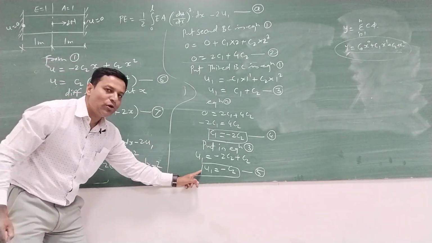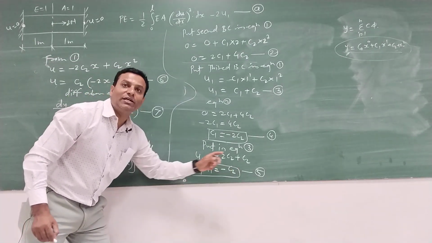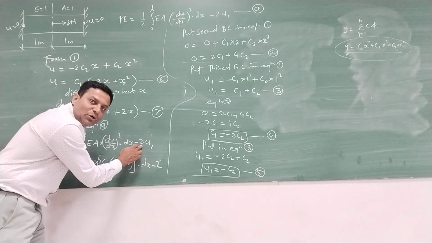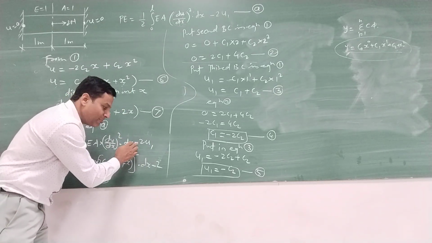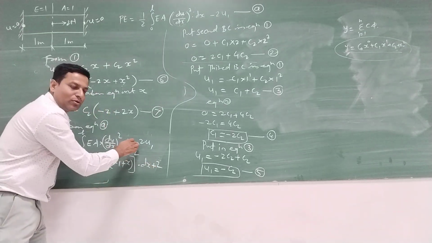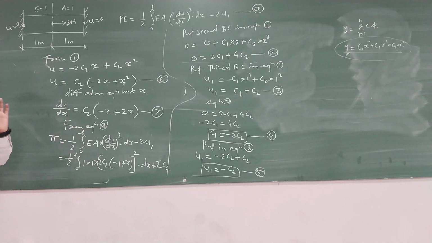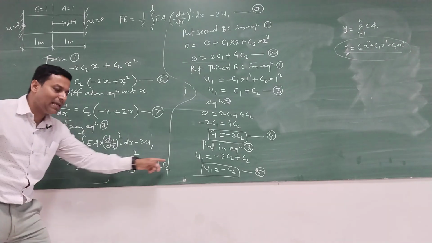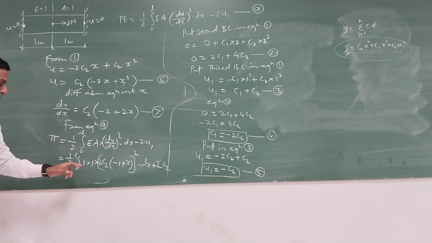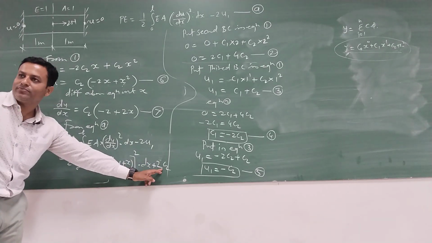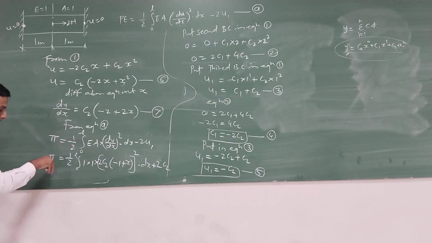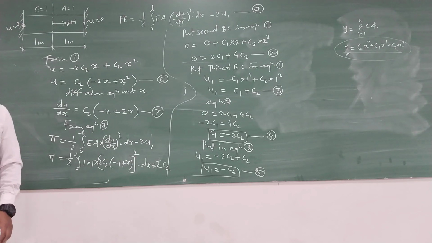What is the value of u1? Minus C2. So if I put the minus C2 here, then minus minus will become plus. So plus 2 and u1 is C2. Did you understand? What did minus minus become? Plus. Now here you can see in this equation you have C2. This is the value of pi. What is pi? Potential energy.